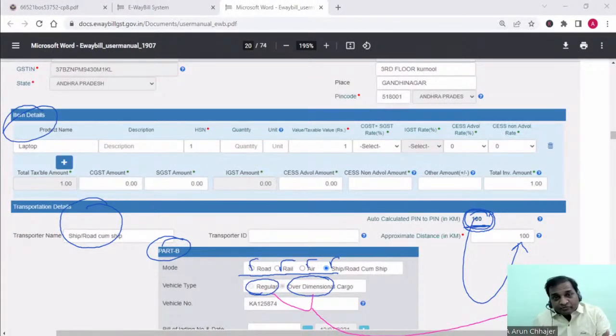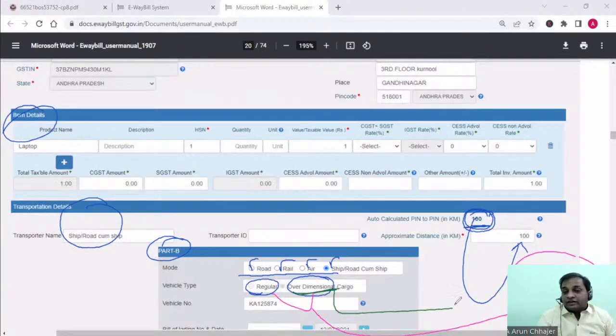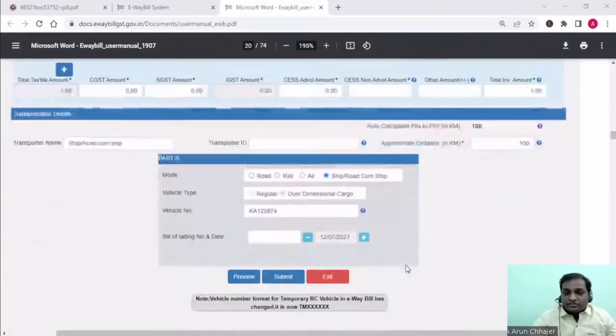The vehicle type will have an impact on the validity period. If it is regular, then it will have 200 kilometers per day. And if it is ODC cargo, then it will have 20 kilometers per day. What is the meaning of ODC cargo? Just wait for some time. And vehicle number, then you will submit the information.